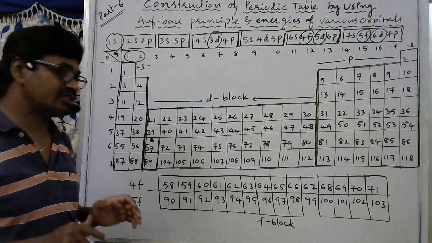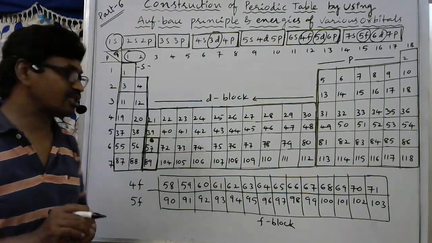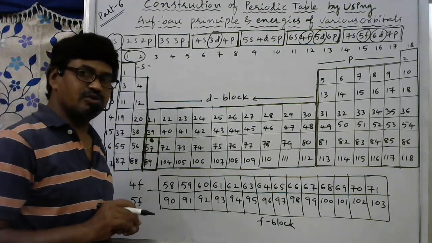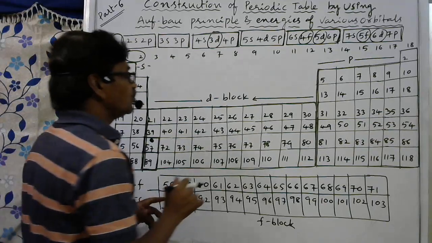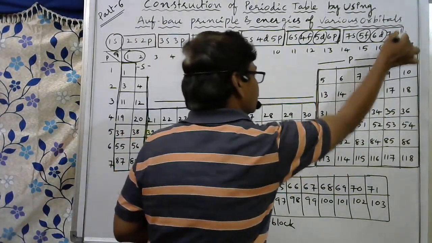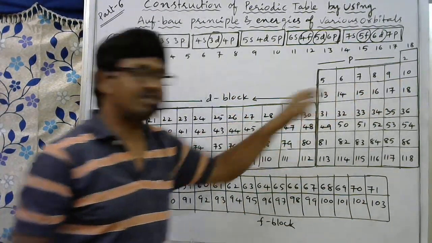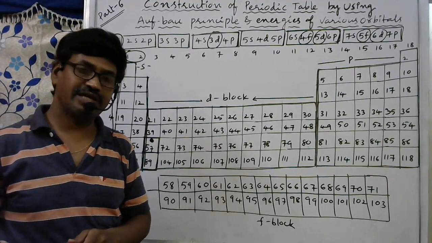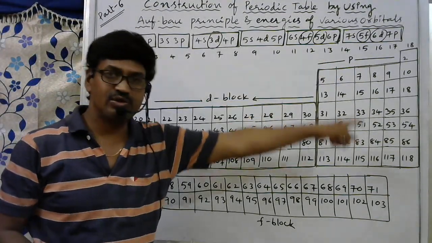So by using this, we can find the position of an element in the periodic table. For example, see what is the position of the 10th element if they ask. Position in the sense we should say the period number and the group number. The 10th element is here, no? What is the position of the 10th element in the periodic table? It comes under the second period and the 18th group.